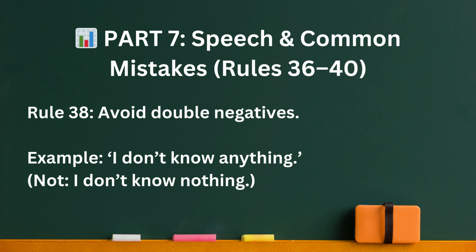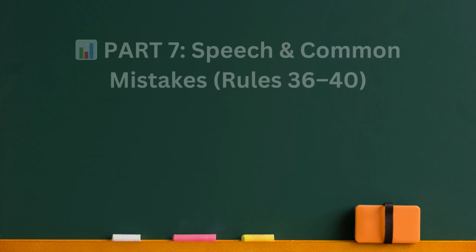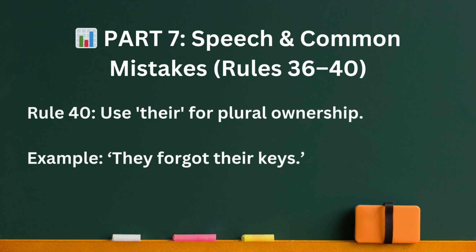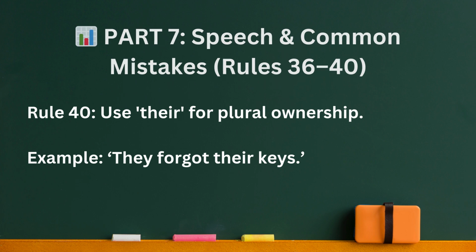Rule 38: Avoid double negatives. Example: I don't know anything. Not: I don't know nothing. Rule 39: Use its for possession and it's for it is. Example: The dog lost its toy. Rule 40: Use their for plural ownership. Example: They forgot their keys.